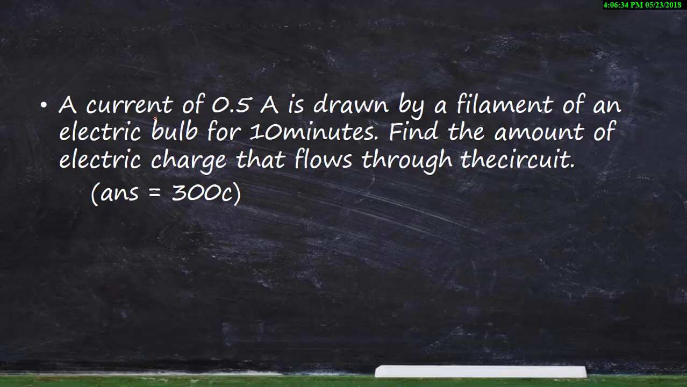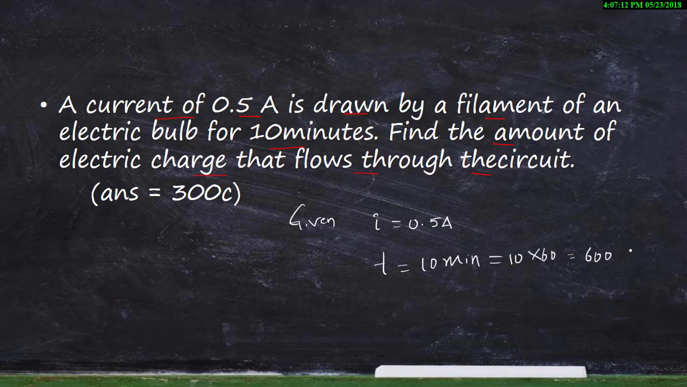Now, see the question. A current of 0.5 amperes is drawn by a filament of an electric bulb for 10 minutes. Find the amount of electric charge that flows through the circuit. Given: current I is equal to 0.5 amperes, drawn by a filament of an electric bulb for 10 minutes. Time is equal to 10 minutes, and we have to convert it into seconds. 10 into 60 will be 600 seconds. And we have to find Q, the amount of electric charge passing through it.